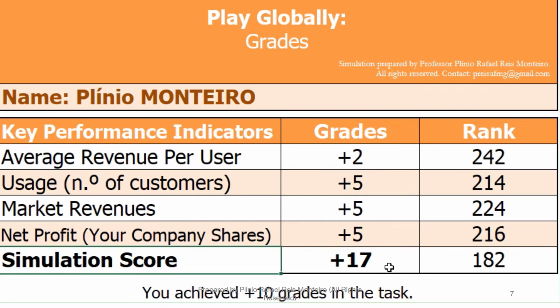It's just to let you know that if you have more than 10 grades, this will be reduced to 10 because this is the maximum of the simulation. So indeed, I achieved the maximum in the simulation, but I can also see my rank in the entire course. For instance, I achieved position 242 in terms of revenue per user.